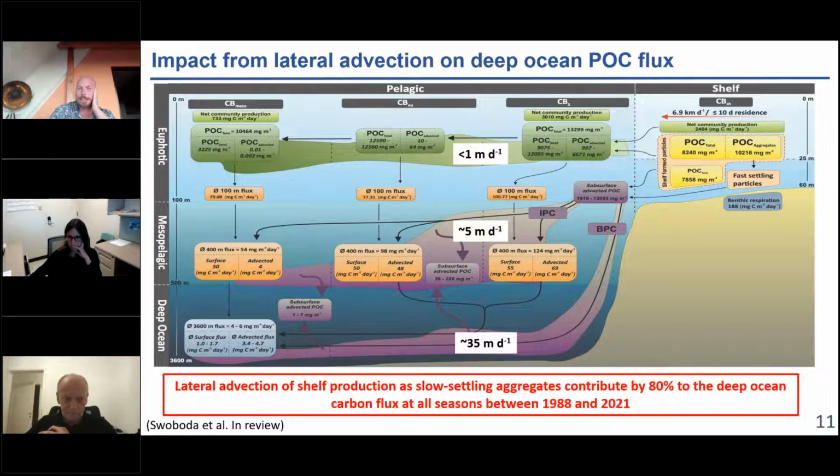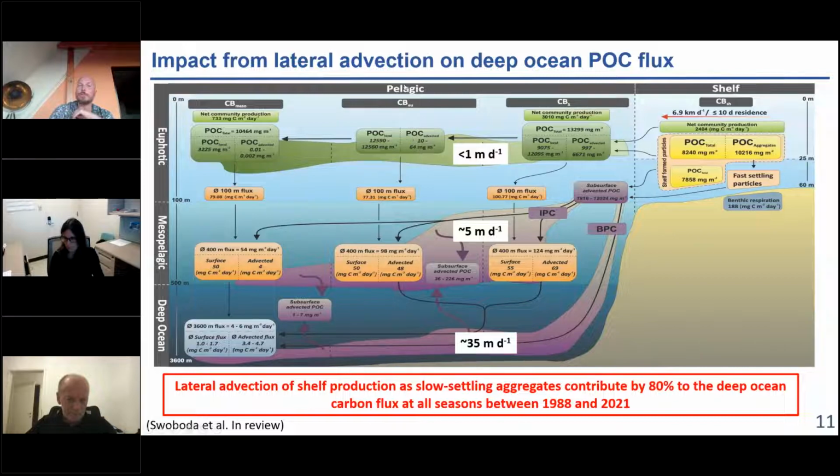And when we measured the settling velocity of these particles, we found that we had a lot of really slow settling single cells or phytoplankton settling with less than 1 meter per day, but with 6.9 kilometers per day offshore advection. When we went between 100 and 500 meters, we had a huge amount of organic matter sinking with only 5 meters per day. And then we had this slope, following the slope down with around 35 meters per day of organic matter.